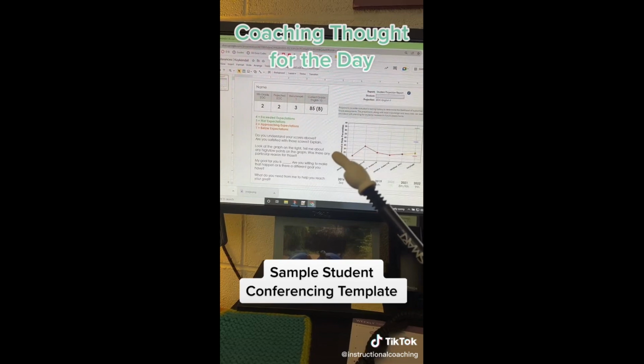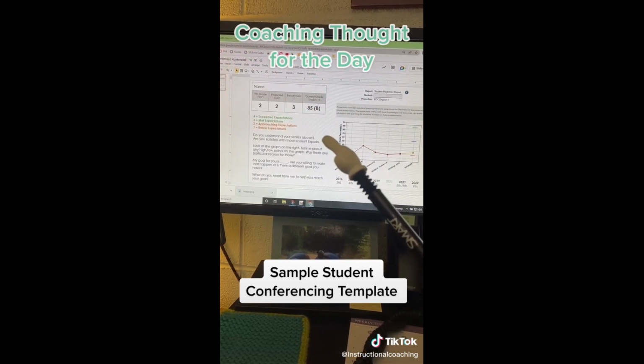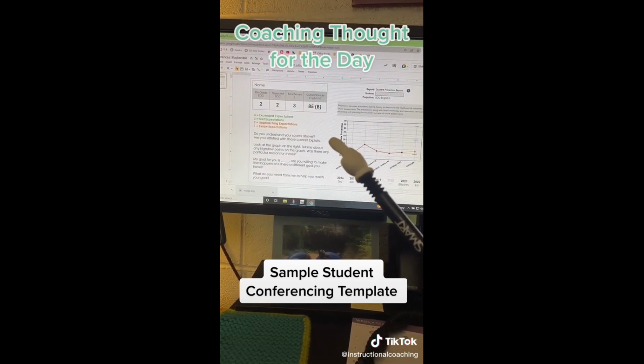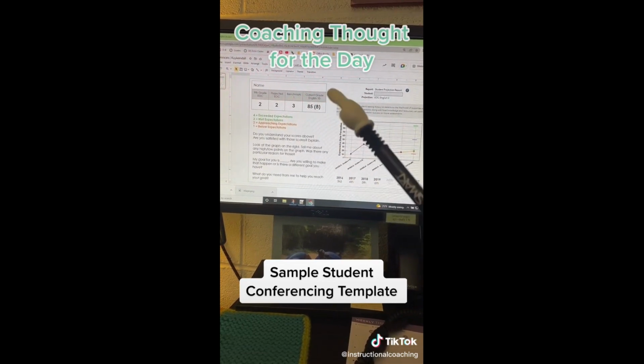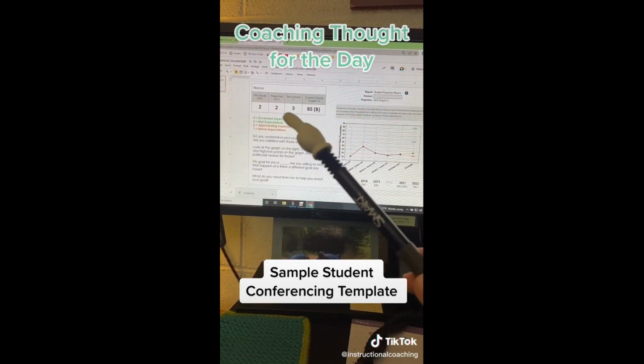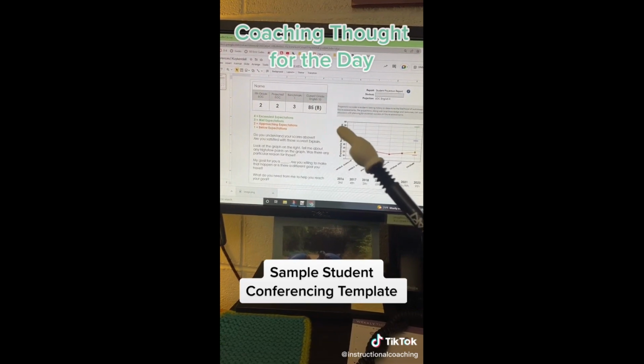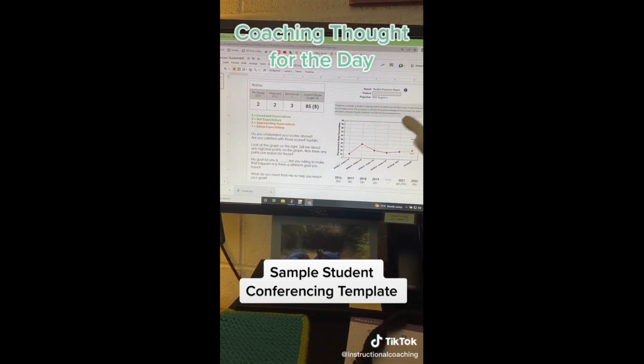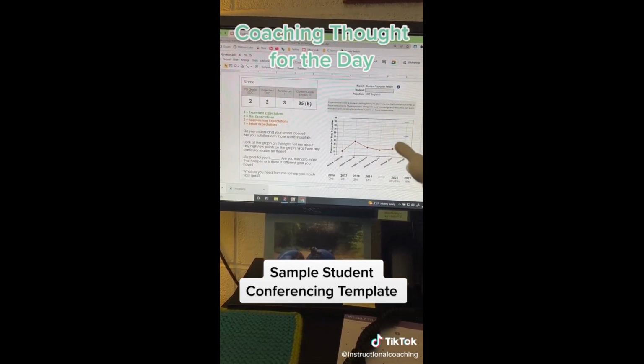But here's some questions that I would have a teacher use with students. These are just some examples. So the first thing is, do you understand your scores above? Are you satisfied with those scores? And explain. Look at the graph on the right. Tell me about any high or low points on the graph.